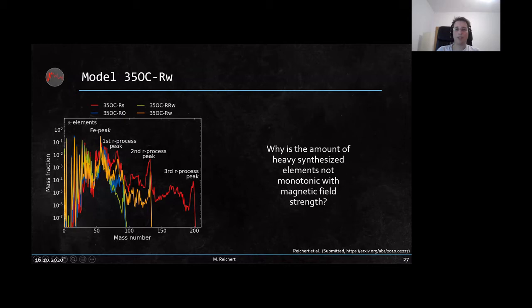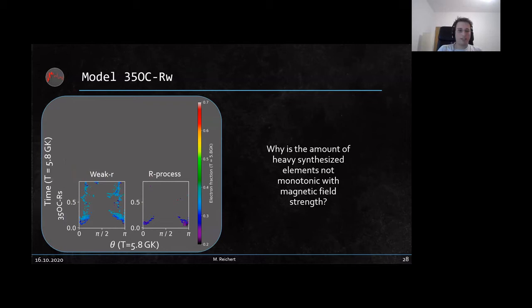We investigated this, and in order to investigate this, it's nice to look at these kind of plots where we have the time when the fluid element hits 5.8 gigakelvin, so when it drops out of nuclear statistical equilibrium, versus the ejection angle here on the x-axis. So here for the model with the strong magnetic field, you can see that the very neutron-rich material is ejected right at the beginning, and later there's basically nothing ejected anymore, whereas the fluid elements that synthesize elements up to the second R process peak are ejected still at the end of the simulation.